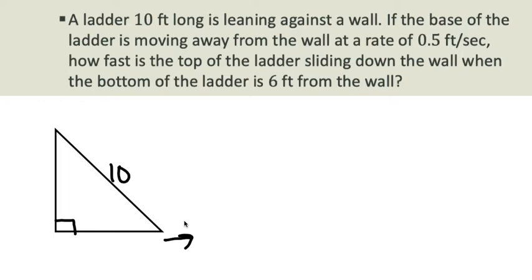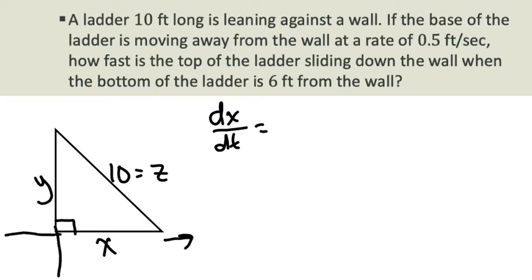So we need to start off by giving some variables here. So let's just call this x. Let's call this y. You can call this whatever you want to. I don't know, call it z, whatever. So if it's moving away from the wall at a rate of 0.5 feet per second, that rate is relating to x. So that's going to be dx with respect to time dt. And that is a positive because it's moving to the right. If you think of this in terms of like your xy plane, that's moving to the right, so that's going to be positive. That's kind of how I think of it. So that's going to be a positive 0.5.